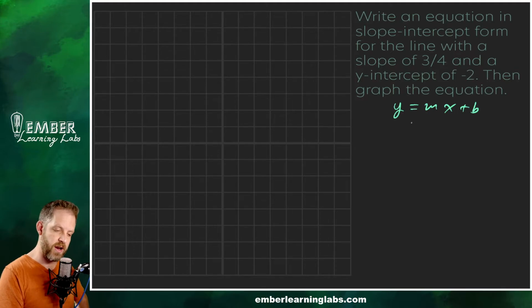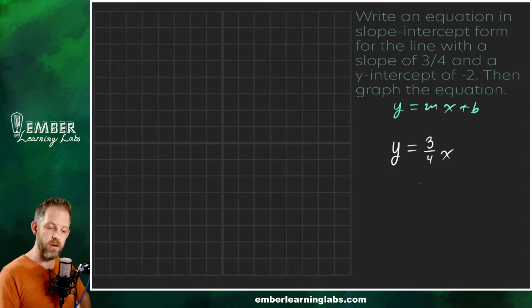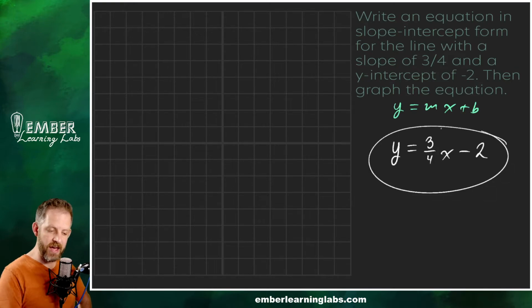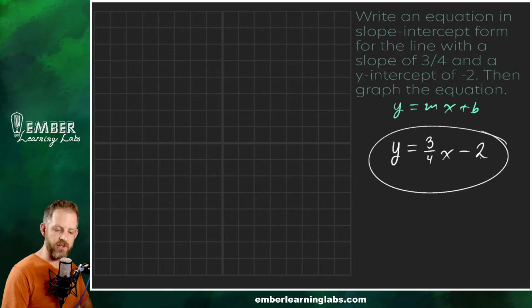The slope goes where m goes. So it's going to be y equals 3/4 x plus b. So b is -2, so we're going to do -2. There it is. There's the equation. Then we're supposed to graph the equation. So it's really easy to graph from slope-intercept form.